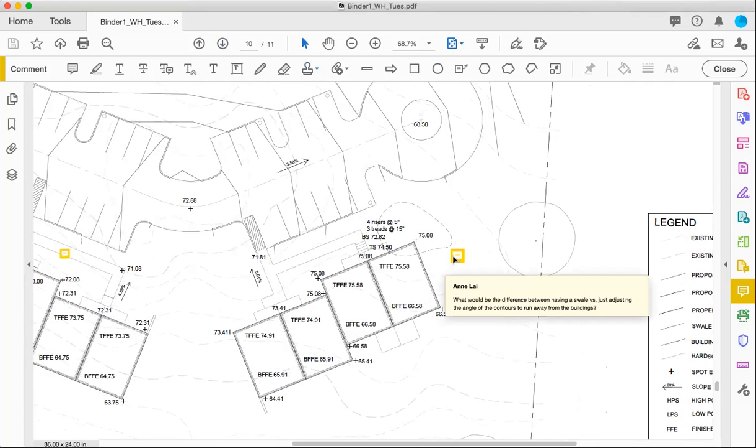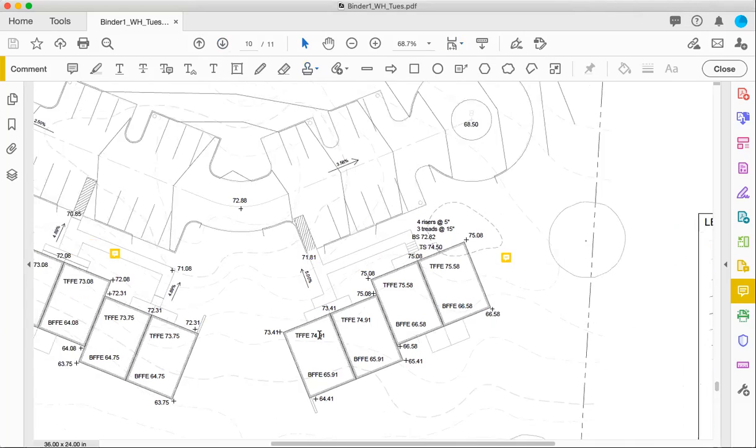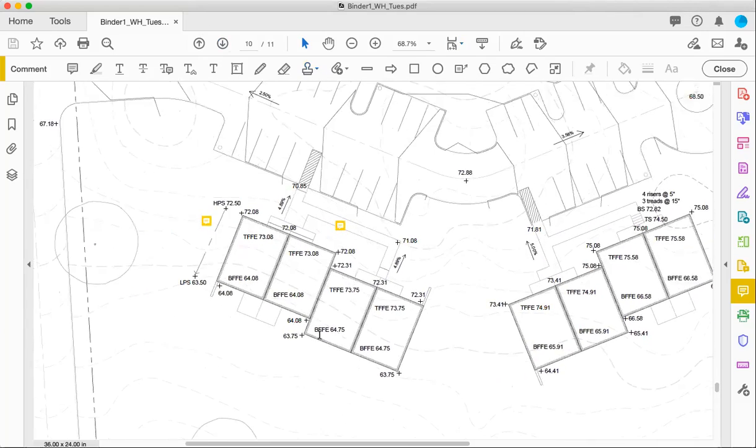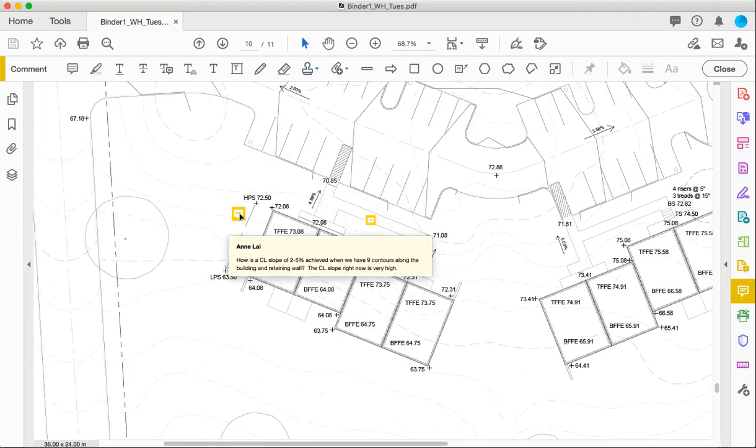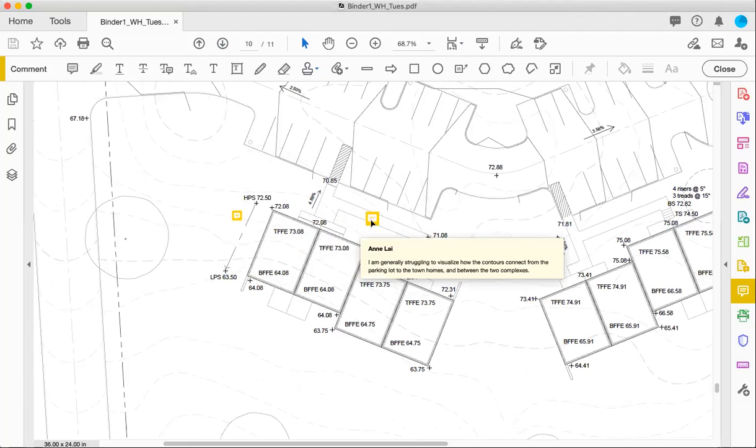What would be the difference between having a swale versus just an angle of the contours? Yeah, I think we went through that. This side, you're likely to need a swale because of the long retaining wall that's usually necessary. And that one, you don't necessarily have to have a swale. I'm generally struggling to visualize how the contours connect from parking lot to townhomes. Yes. You'd need to try it out.